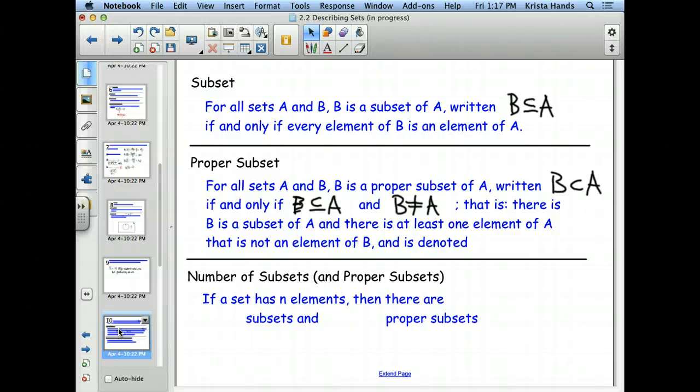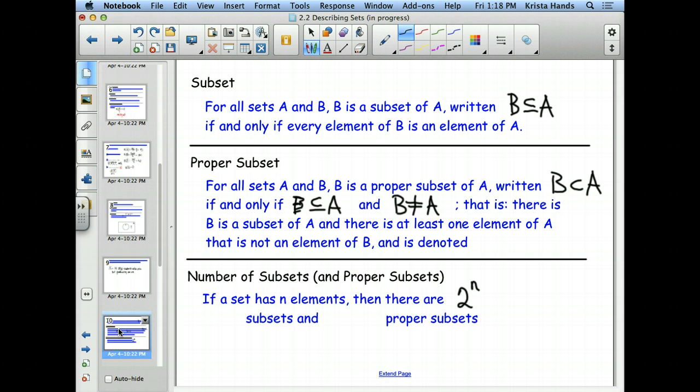When we're talking about the number of subsets and the number of proper subsets, there's a real quick way to figure out how many subsets and proper subsets we're talking about. So if a set has n elements, okay, like my family has 5 people in it, then there are 2 raised to the n power, so 2 to the 5th subsets.